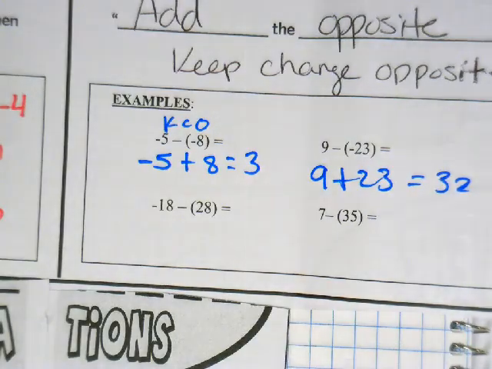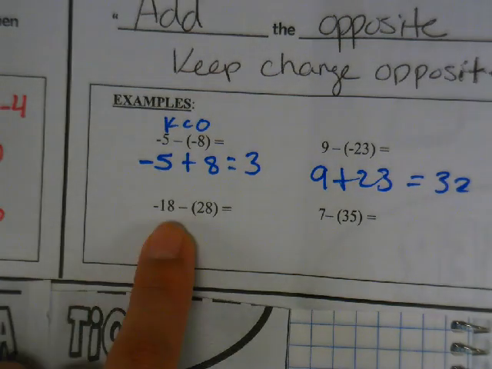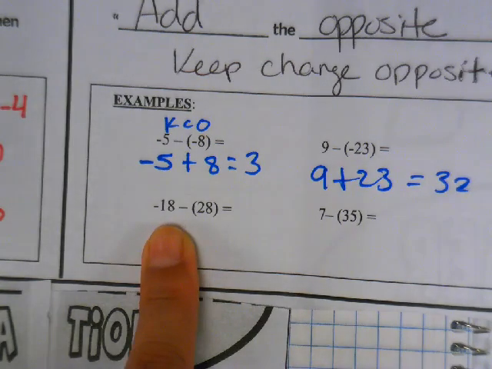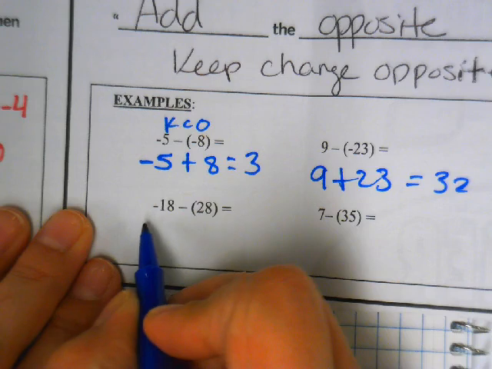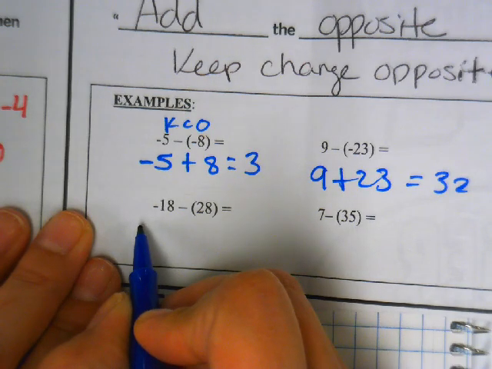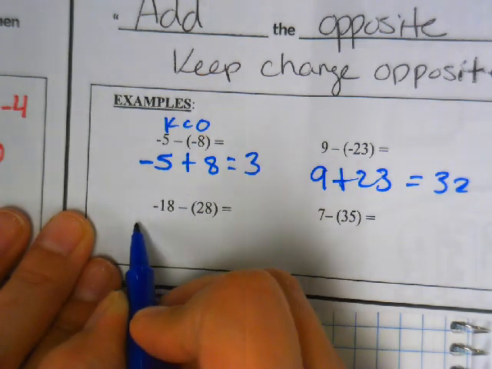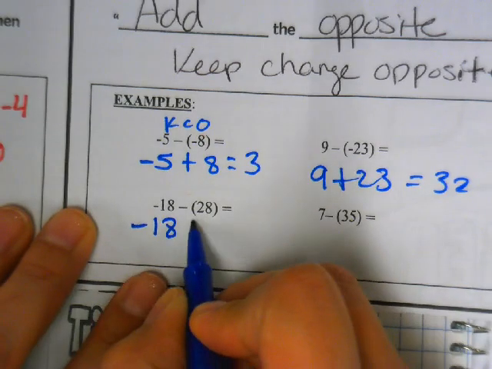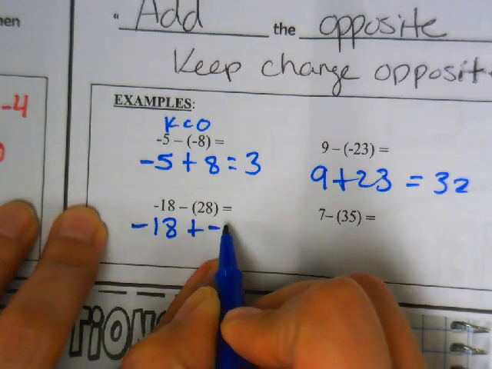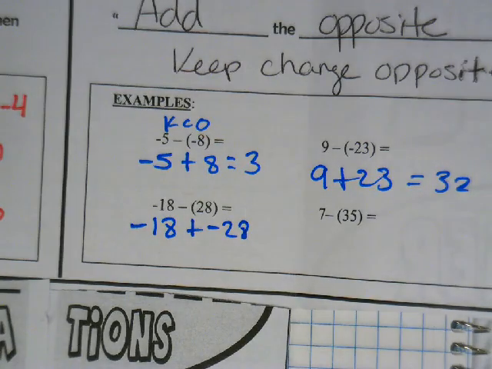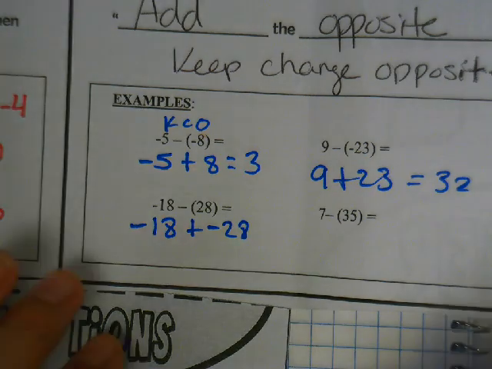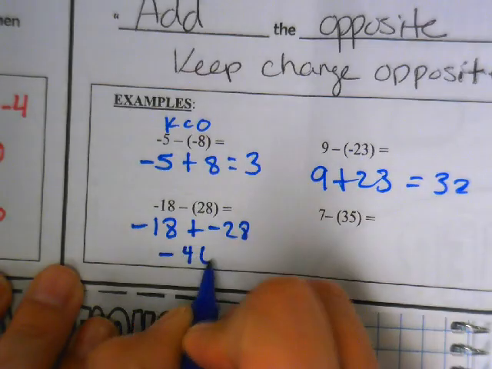All right. Juan, how do I rewrite the one that starts with negative 18? Keep, change, opposite. Correct, so what do I write down? Negative 18 plus negative 28. Good. And what is negative 18 plus negative 28? Negative 46. Good.